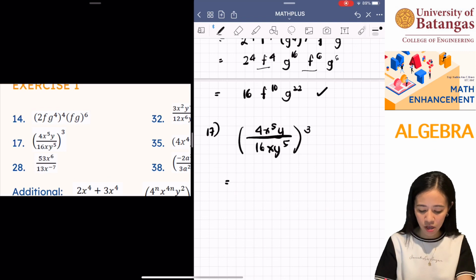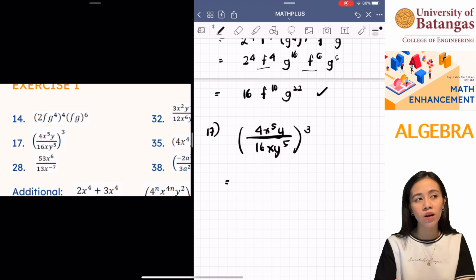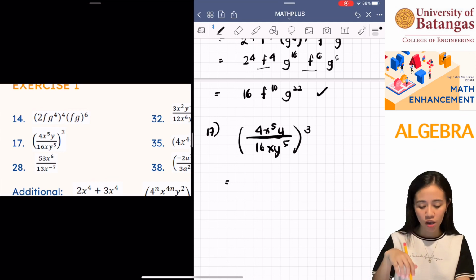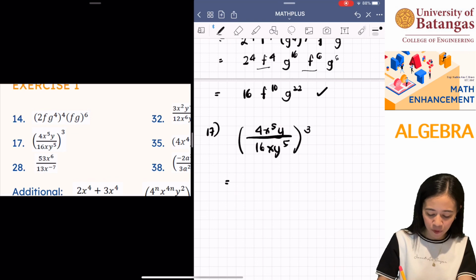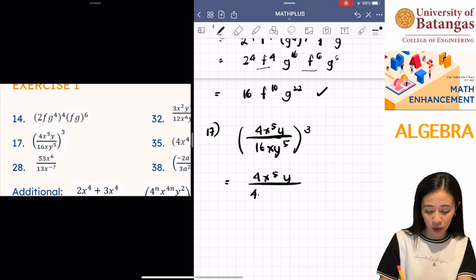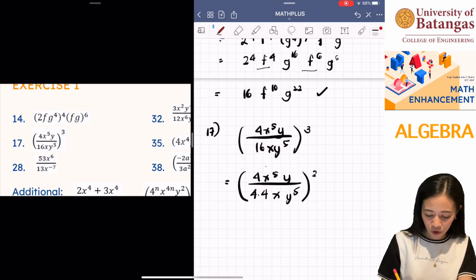Pwedeng ganito gawin natin. Instead of expanding first, di ba sabi natin, with PEMDAS rule, we can start with the terms inside the parentheses first. So, kung gusto nyo mapadali yung solution natin, pwedeng isimplify nyo muna yung nasa loob. So, yung nasa loob natin, pwede ko itong isulat as, this is 4x raised to 5y all over 4 times 4 or 4 squared, diba? Para sa 16. xy raised to 5, the quantity raised to 3. Para lang makita nyo na pwede kong i-cancel yung isa dito sa 4.